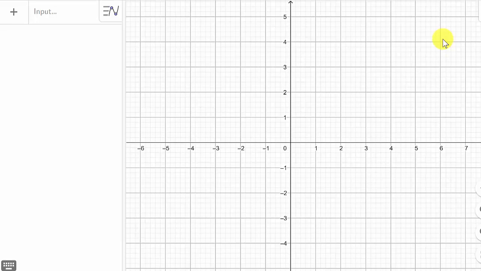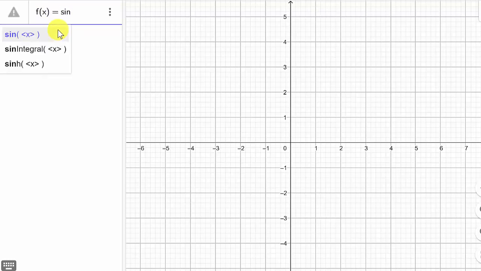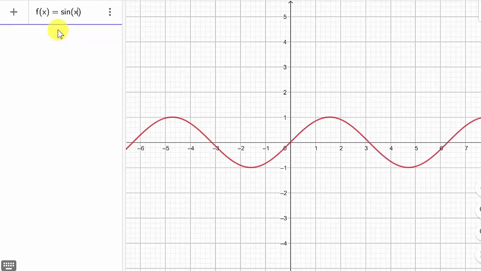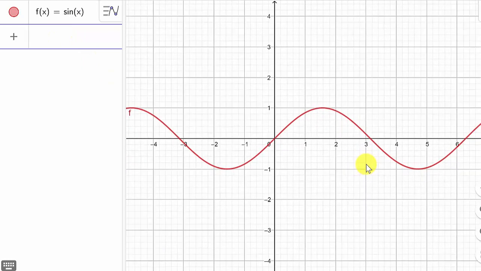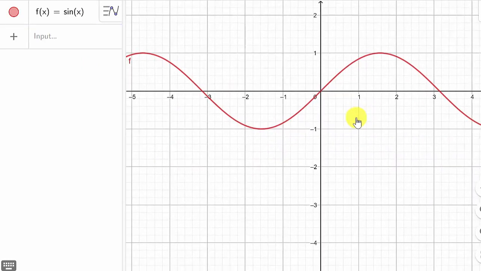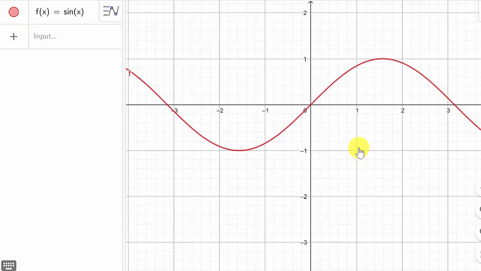All right, so let's look at the graphs. I'm going to graph our function f of x equals the sine of x, and there it is. Let's zoom in a little bit. So that's our actual graph of sine. Now let's put in the polynomial we found.